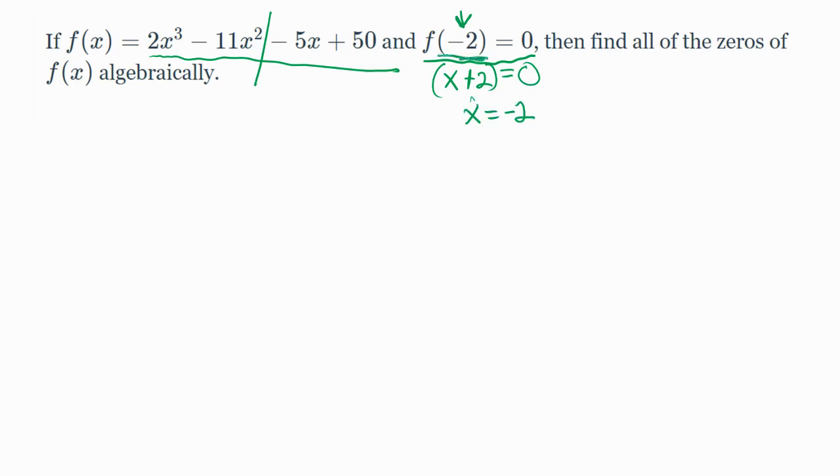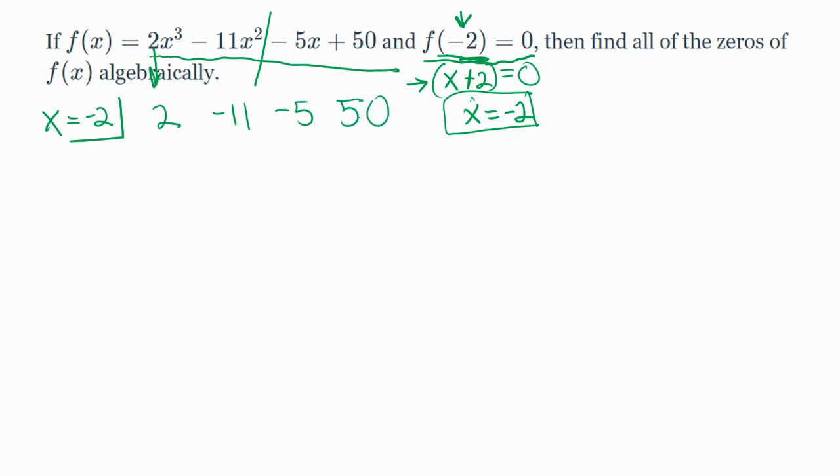So this f of -2 equals 0 is a lot of information. It's huge. It allows me to use synthetic division, x equals -2, to produce further factors. So we know x plus 2 is one factor, and now we're going to go ahead and bring down our coefficients, 2, -11, -5, 50, to produce our quadratic factor if x plus 2 is factored or divided out.